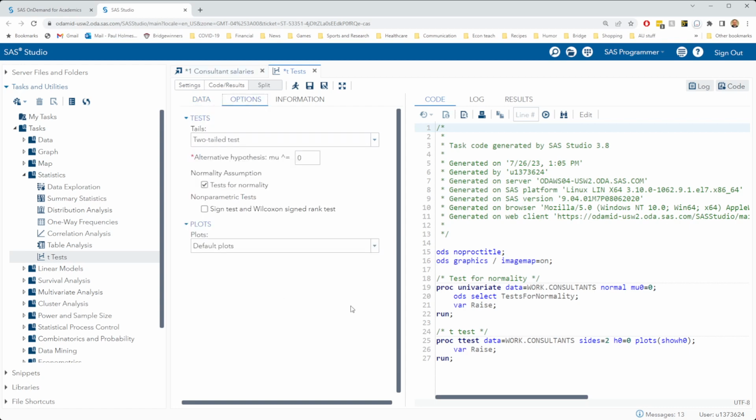We need to go into options, and we're presented with the various types of t-tests that we can perform. We can perform a two-tailed test, an upper one-tailed test, or a lower one-tailed test. Okay, so what are we looking at here? A two-tailed test tests whether something is equal to a particular value versus the alternative that it is different from that value. An upper one-tailed test is going to test whether a particular population parameter is greater than some theorized value or not. A lower one-tailed test is going to test whether some population parameter is lower than some theorized value.